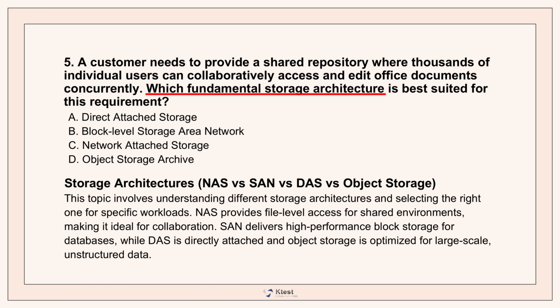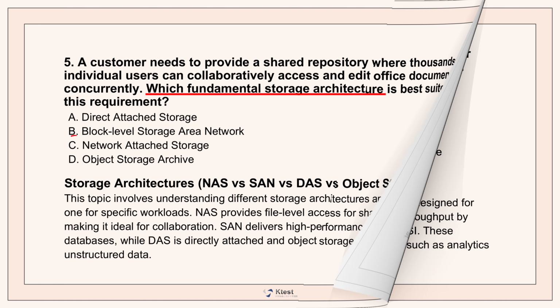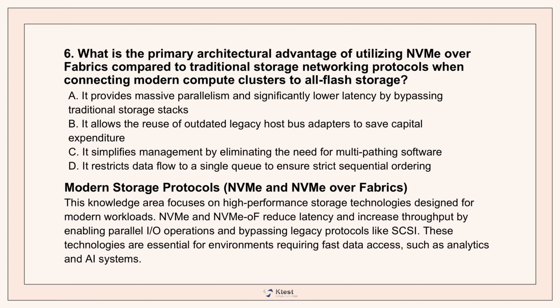Option B, a SAN, operates at the raw block level. It doesn't understand files or user permissions natively. So it has to be C, network attached storage. Correct. NAS is built for file level sharing. It uses POSIX-compliant file locking with protocols like SMB or NFS. The NAS controller natively manages the lock states and directory structures in real time, which is exactly what you need for massive collaboration.